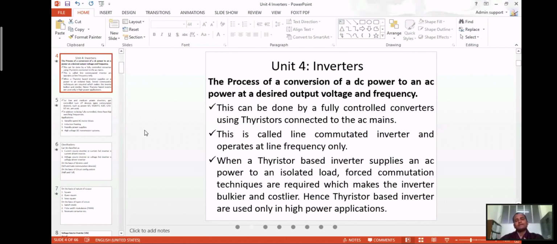So what we are seeing on this is the inverter, okay. Inverter, you know, is a conversion from DC to AC, and most of the time these inverters are used either in a UPS, uninterrupted power supply, or in different places where there is a DC supply and you require AC at the end.